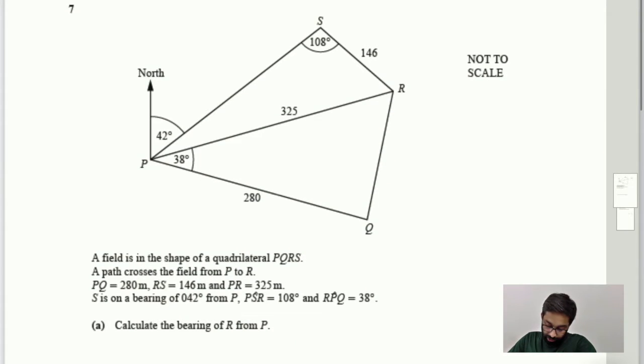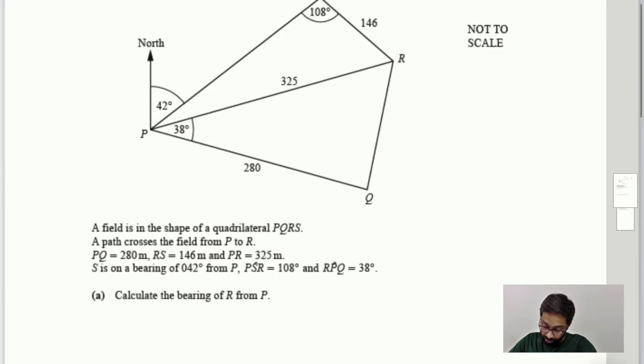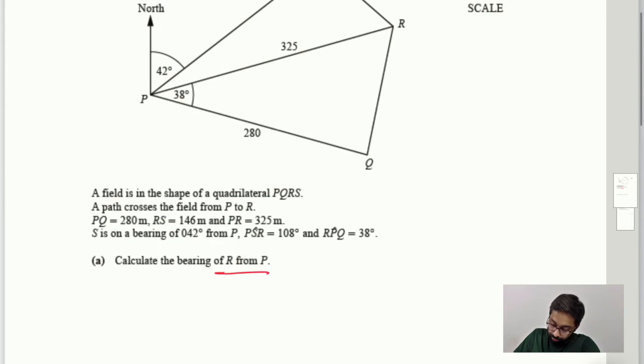The question reads, a field is in the shape of a quadrilateral PQRS. A path crosses the field from P to R. PQ is 280 meters, RS is 146 meters and PR is 325 meters. S is on a bearing of 042 from P. Angle PSR is equal to 108 degrees, RPQ is 38 degrees. Calculate the bearing of R from P.